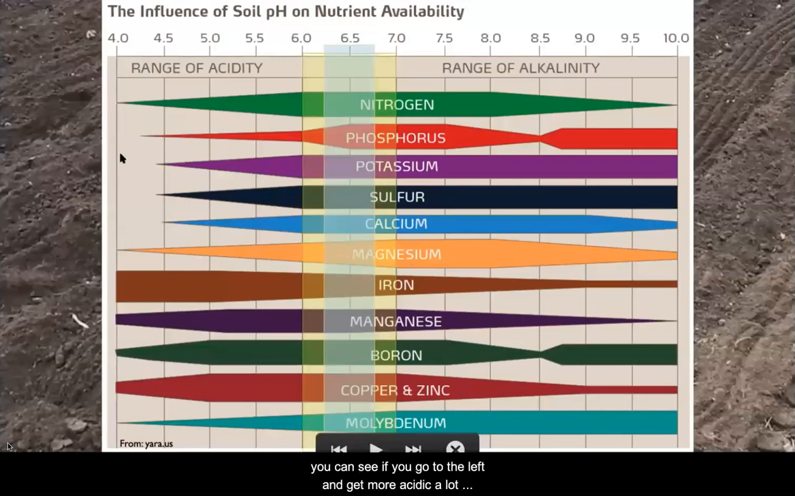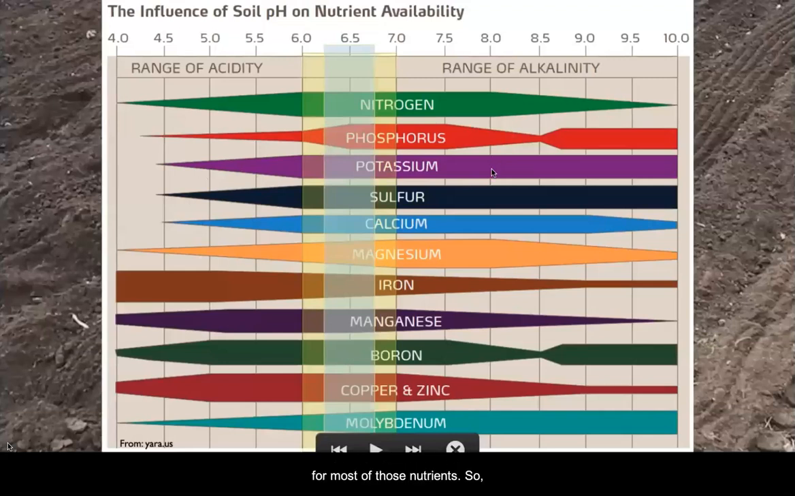As you can see, if you go to the left and get more acidic, a lot of those things actually become less available. Specifically, all the important things the plant needs, like nitrogen, phosphorus, potassium, sulfur, calcium, and magnesium. If you go the other direction, it doesn't start to really get limiting until you get close to about 8 for most of those nutrients.